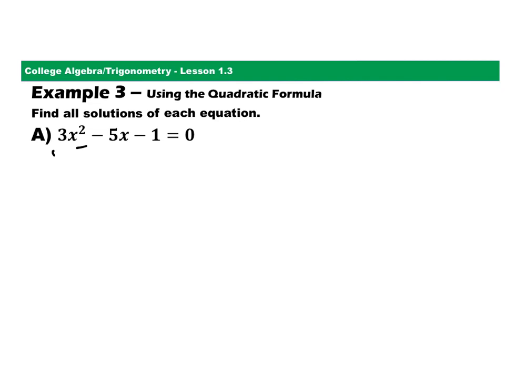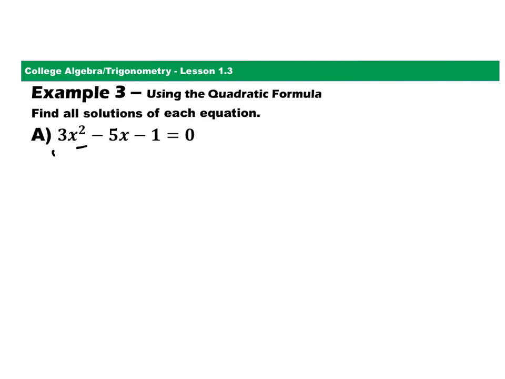But if I tell you to solve the equation using the quadratic formula, you have to make sure everything is on the one side of the equation. If you had like 3x squared minus 5x equals 1, you got to move the 1 over. Don't just make c is 1, because c is not 1. C is negative 1. So make sure everything is on one side, and then identify what you have.